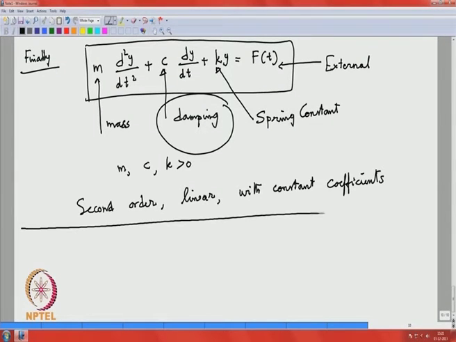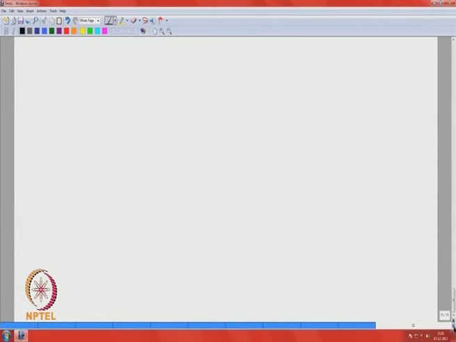Okay. So, we will do that in the next lecture, but in the few minutes I have, I just want to show you one more example leading to the same equation: an electrical circuit.